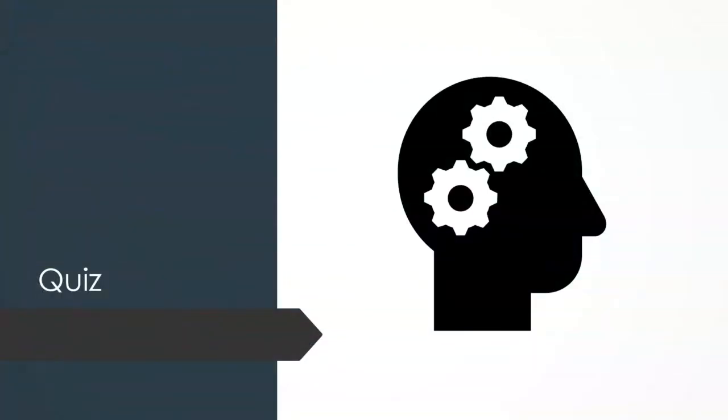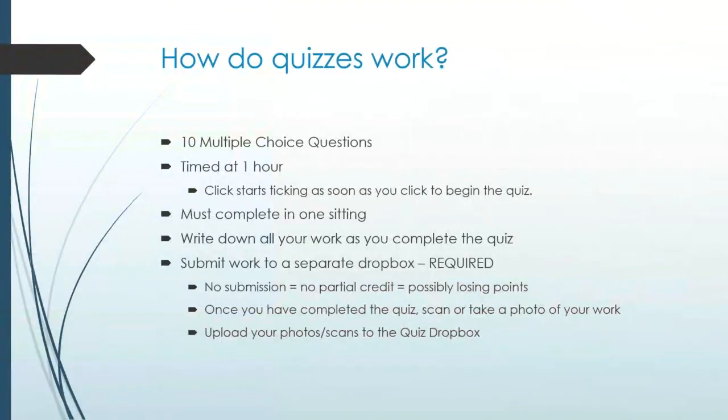So the quiz. I haven't gotten too many questions yet about the quiz in the Dropbox. I'm going to go over it again. I'm anticipating that as people see their grades, they may end up having more questions. So I'm going to just reiterate how it works. You get 10 multiple choice questions. You have 1 hour, and as soon as you hit start the quiz, that timer starts.